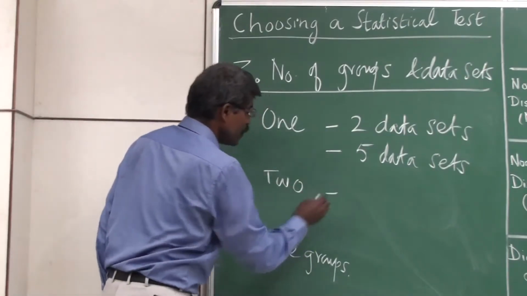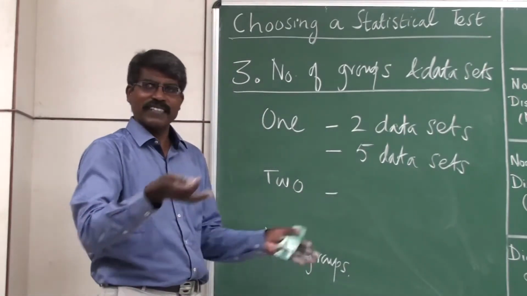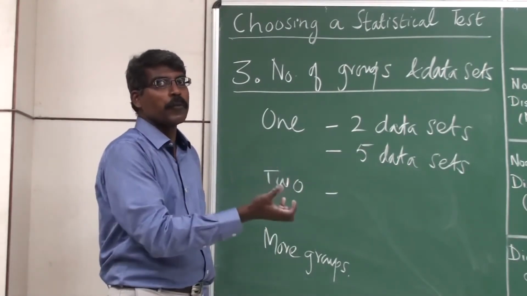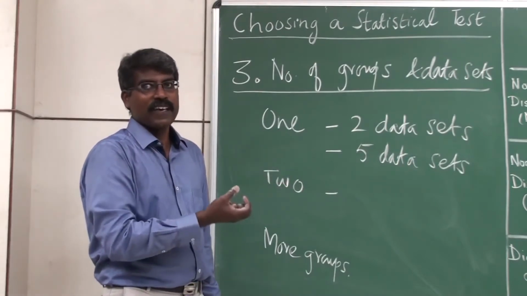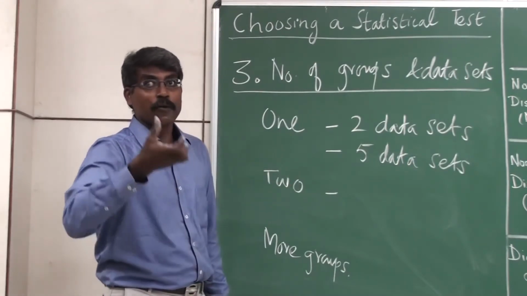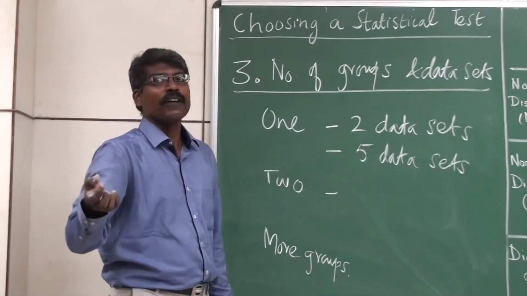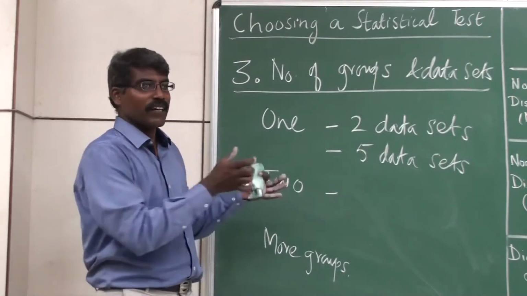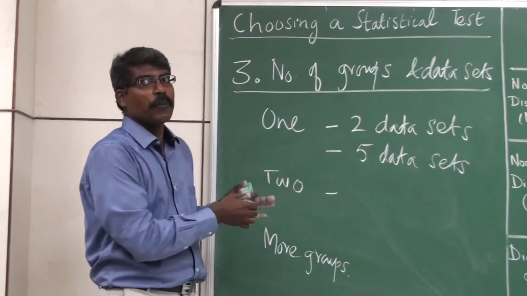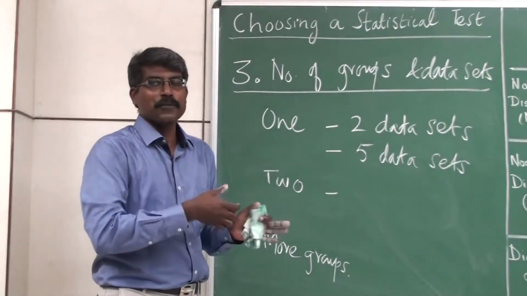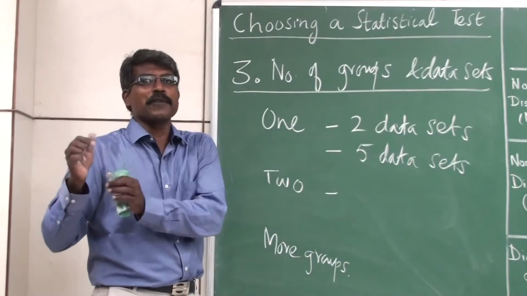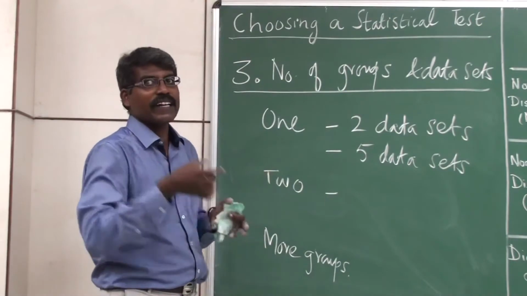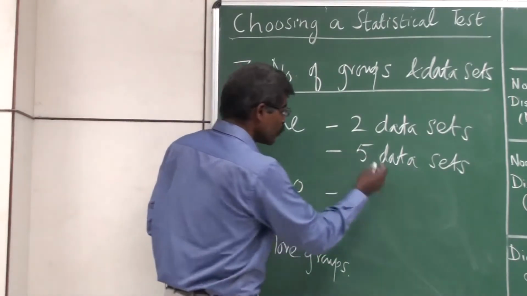The other way, it can be 2 different groups. Let's take the same example of evaluating an antihypertensive. I take a group of 50 hypertensive patients and I give this new drug. I have a totally different set of 50 hypertensive people, and I give a standard drug to them. Now you can see here, this 50 is a totally different group which is not related to the first one. So these are totally two different groups and I get data from each. So I have two groups and two data sets.